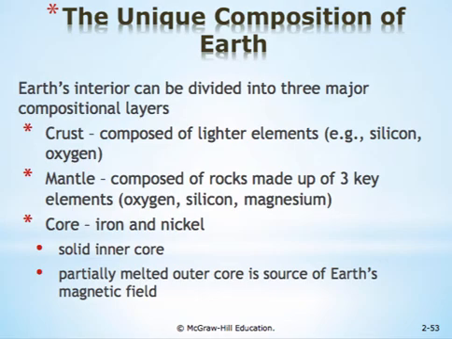The unique composition of Earth. Earth's interior can be divided into three major compositional layers: the crust, the mantle, and the core. Well, the crust is made of lighter elements, like we said before, for example silicon and oxygen. The mantle is composed of rocks with three key elements: oxygen, silicon, and magnesium added. The core, which is iron and nickel, is solid in some areas and partially melted in the outer core. It's the source of Earth's magnetic field.